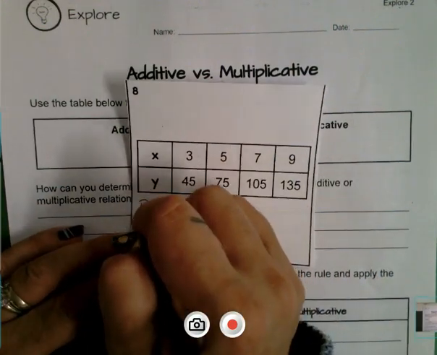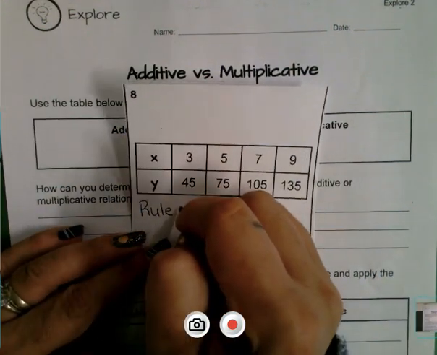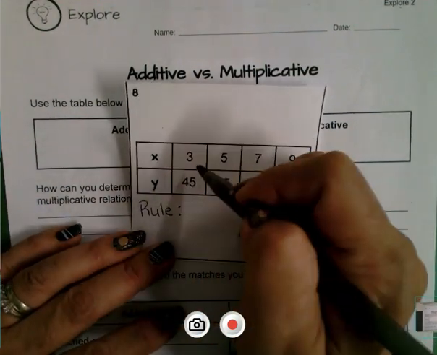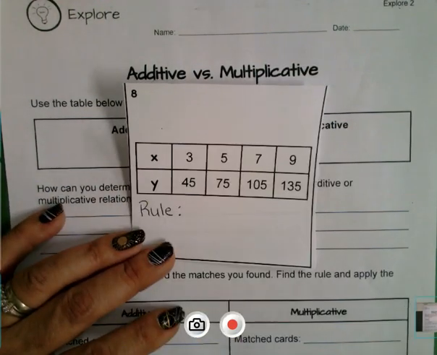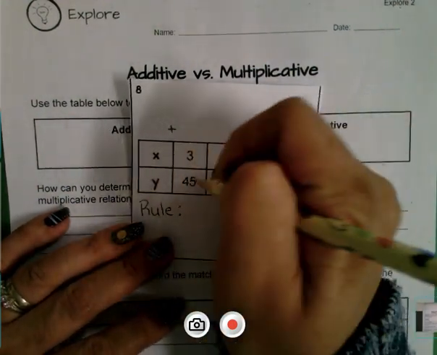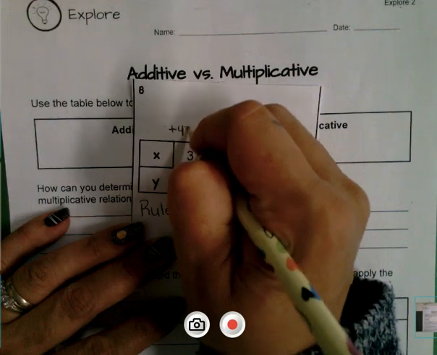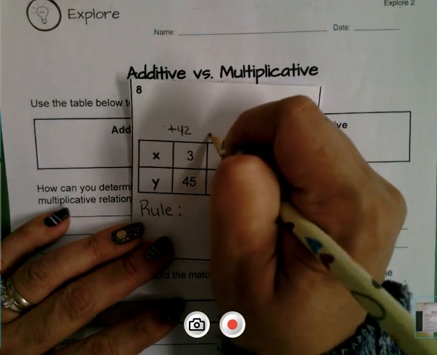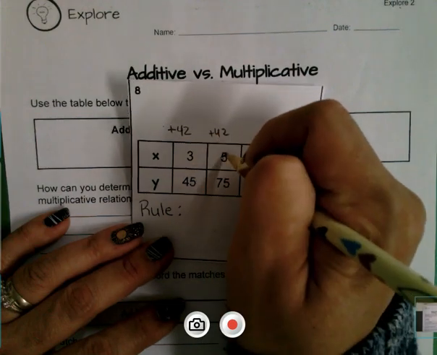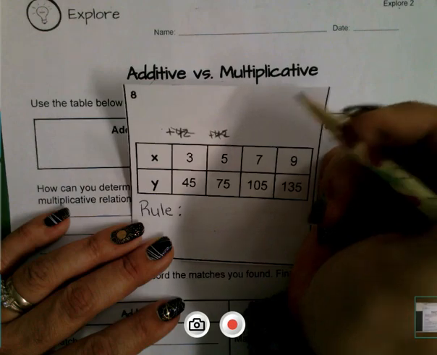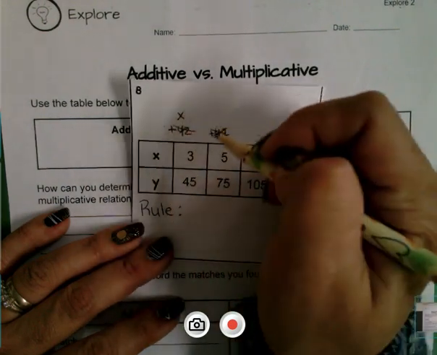So you can write on these. So let me look at my card here. I could do 3 plus, actually I'm going to use a pencil. I could do 3 plus 42. That equals 45. But if I do plus 42 over here, I get 47. So this doesn't work. So it looks like it is a multiplicative.